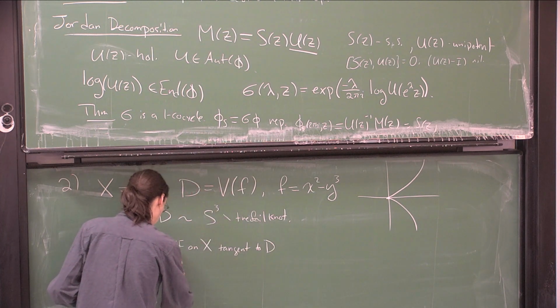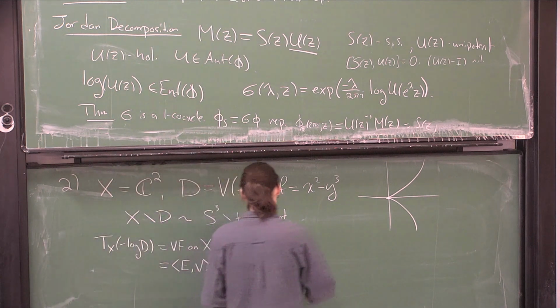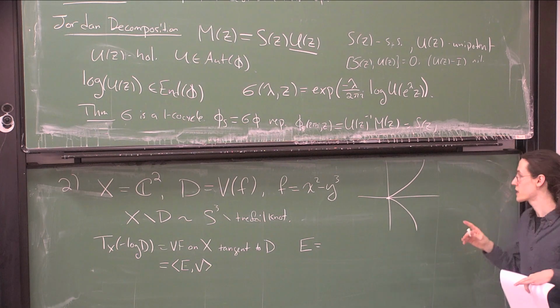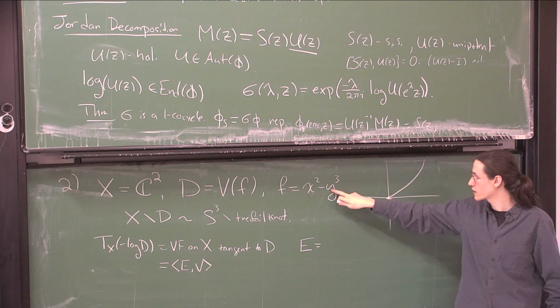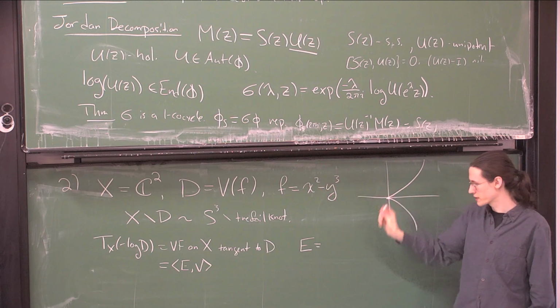It's generated by two vector fields, E and V. So E is a generator of a C star action. It's not going to be the standard one. We're going to take the one that has weight 3 in X and weight 2 in Y, so that F is now homogeneous of degree 6.